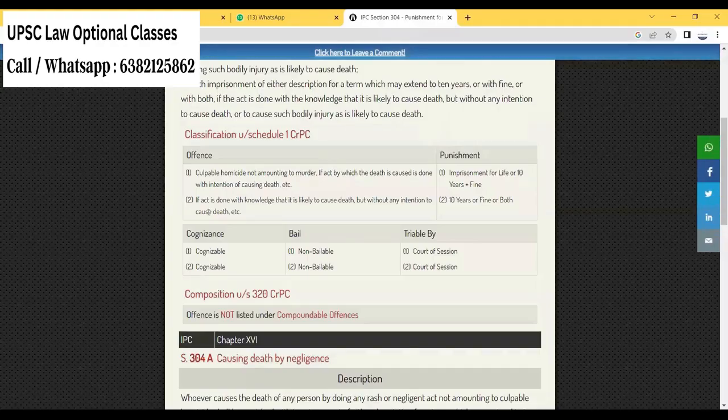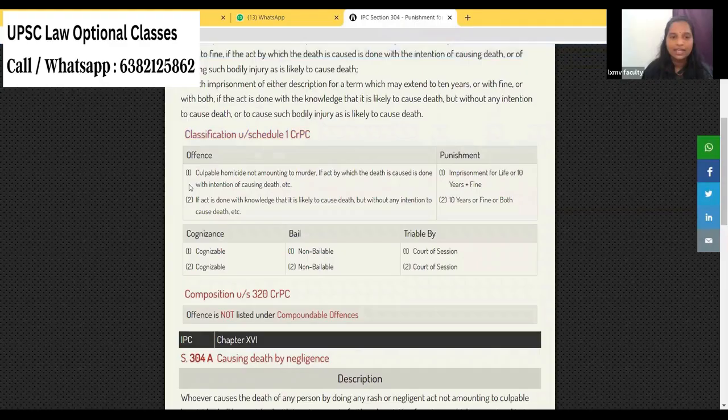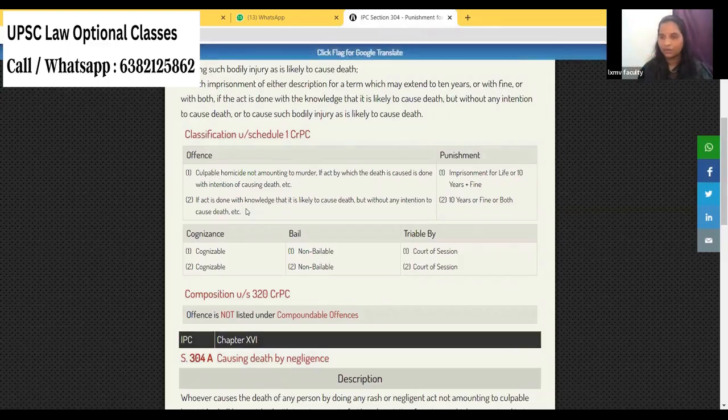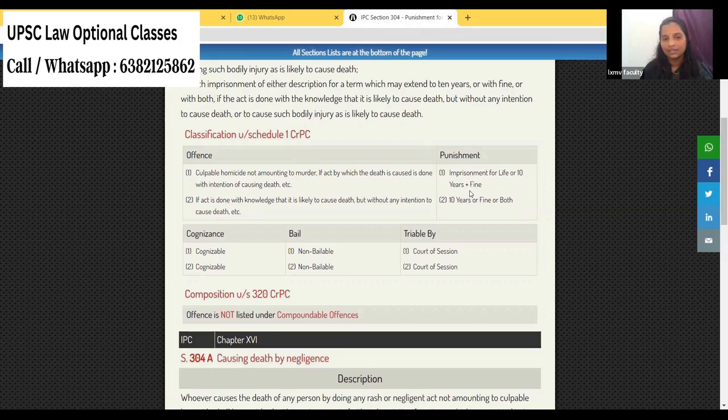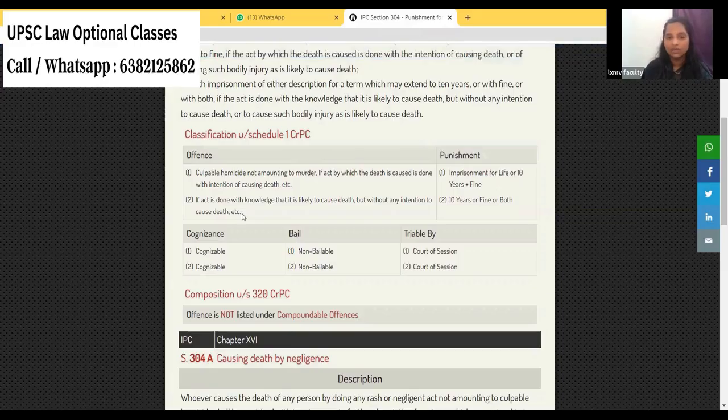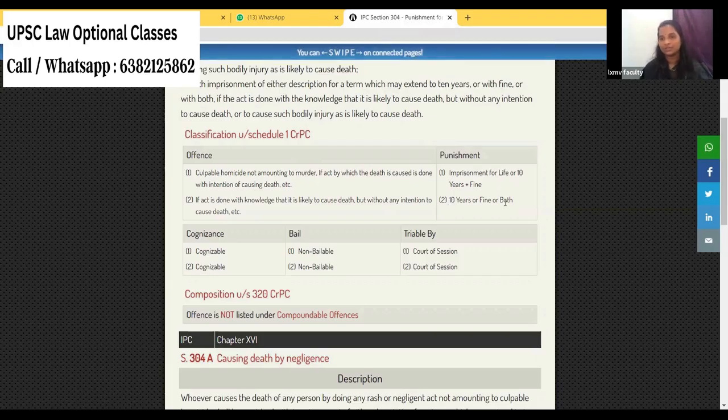Yes, ma'am. You see, the offense under 304 has been bifurcated as part 1 and part 2. Part 1 talks about culpable homicide not amounting to murder. Part 2 is also talking about culpable homicide not amounting to murder. But in the first part, you are doing it with the intention of causing death, then you can be given life imprisonment or 10 years imprisonment or fine. If you're doing it without an intention, but you have a knowledge that you're causing death, then you'll be given only 10 years of imprisonment or fine or both. You get it now, sir?